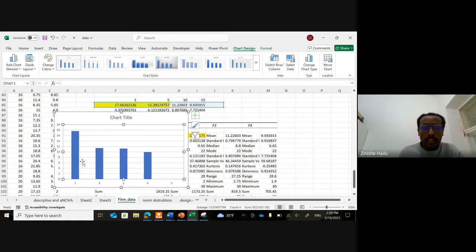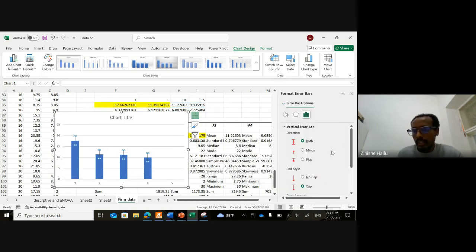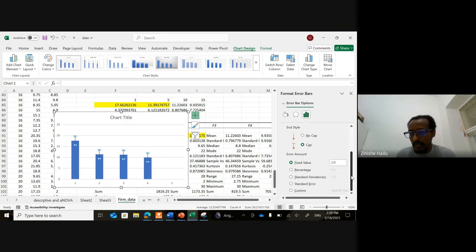So now I would like to add here standard deviation, the error bar. If you want to add error bar, you can go to the plus sign and go to the error bar. Here you have an error bar, and then select the more option, and then from this I will use the custom one, because I use the standard deviation which I get from the calculation from the existing data. So I will specify.